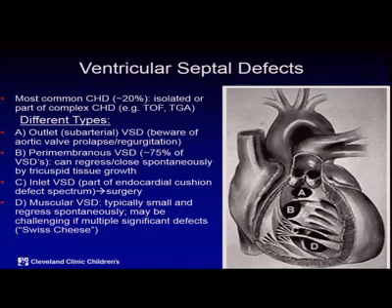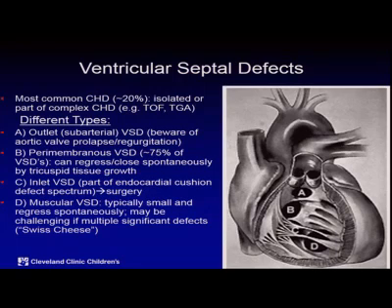So moving on from outlet VSD, which is underneath the semilunar valves, we move now to the perimembranous VSD, which is the most common defect. These also can have the ability to regress or close spontaneously. How do they do that? Because they're close to the tricuspid valve. So a perimembranous VSD can close due to tricuspid valve tissue, sealing the defect over time.